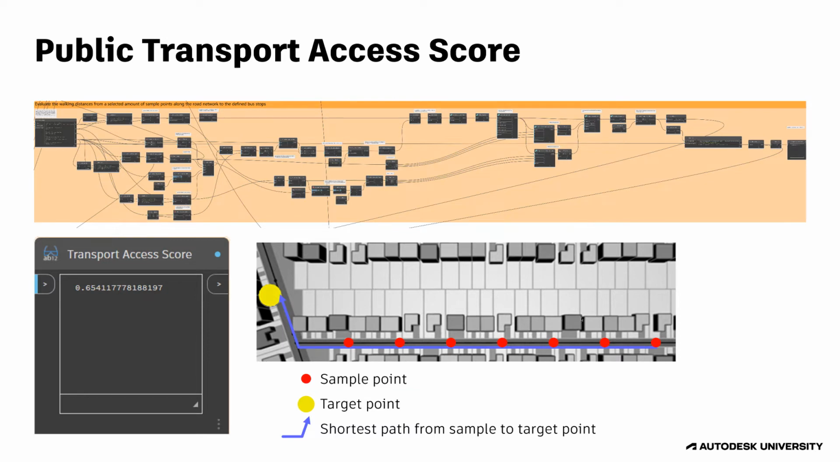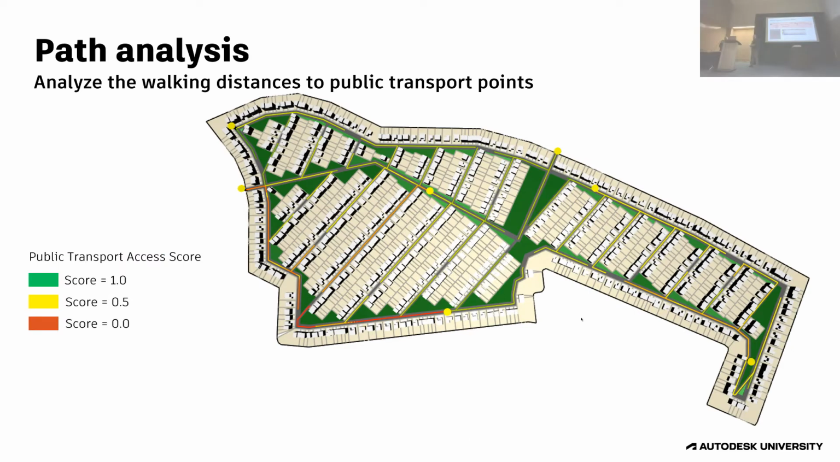It's using Topologic to calculate the shortest path between every sample point, those red dots, and the target point, which is the bus stop. So we then use some extra calculations to find out the length of each of those paths and try to find the average walking distance between every street, every house, and the public transport. The result is a colored map where you can see colored lines showing the walking distances for each house. So the moment you get a red zone, that doesn't mean there are traffic jams over there. That means that the public transport is not accessible enough for that area of the neighborhood. So, for instance, the walking distance is, in our case, above 650 meters.